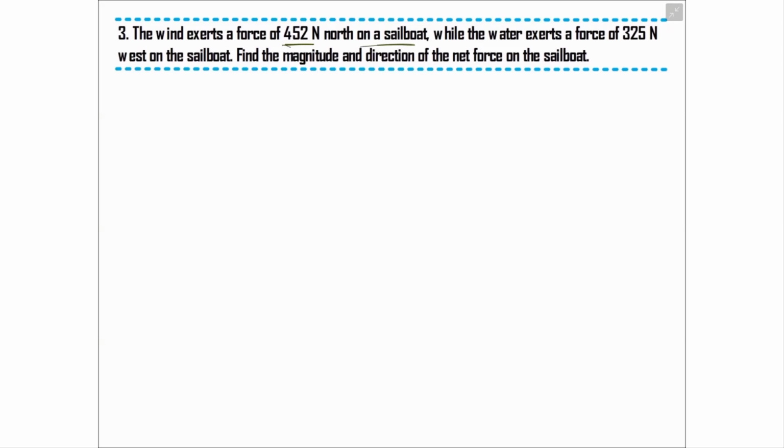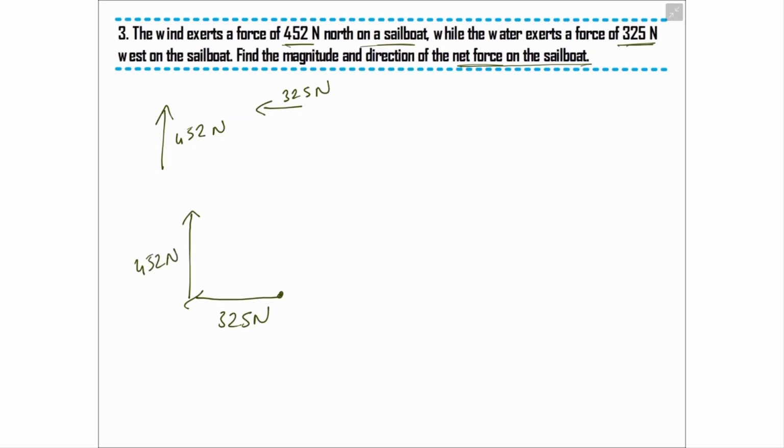In this case, it says a wind exerts a force of 452 Newton north on a sailboat, while the water exerts a force of 325 Newton west. Find the magnitude and the direction of the net force on the sailboat. So one force is in the north, 452 Newton. The other force is in the west direction, 325 Newton. If we add them to each other, 325 Newton plus 452 Newton, this is our net force.